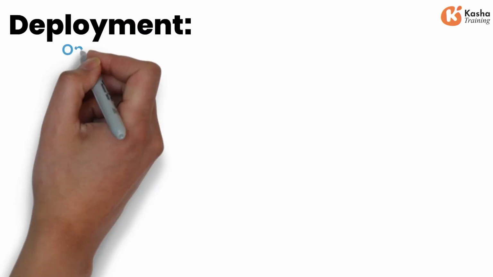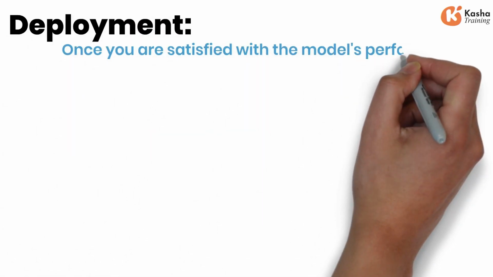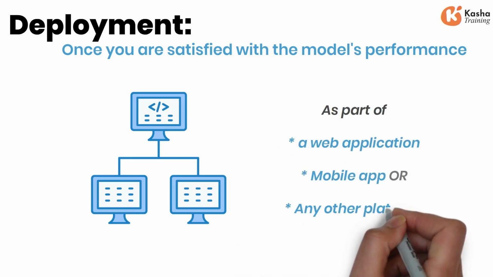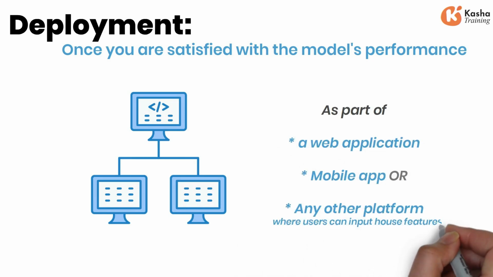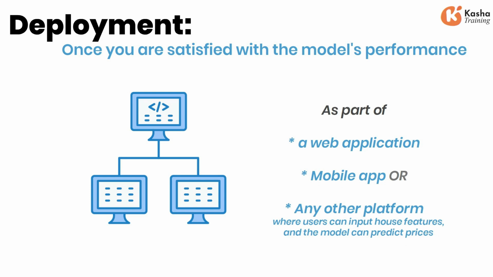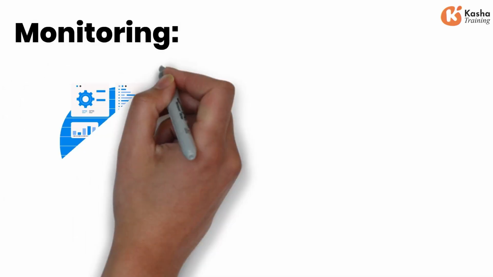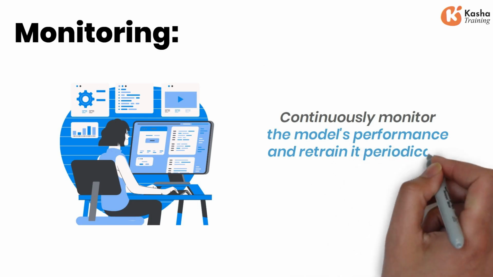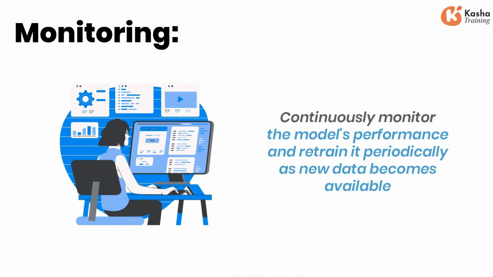Deployment. Once you are satisfied with the model's performance, you can deploy it as part of a web application, mobile app, or any other platform where users can input house features, and the model can predict prices. Monitoring. Continuously monitor the model's performance and retrain it periodically as new data becomes available.